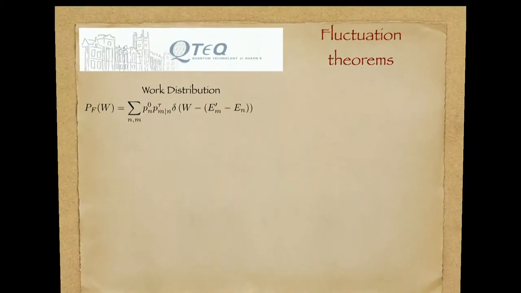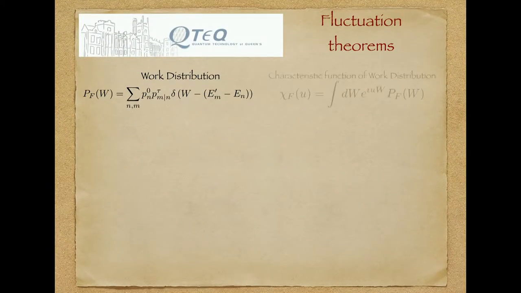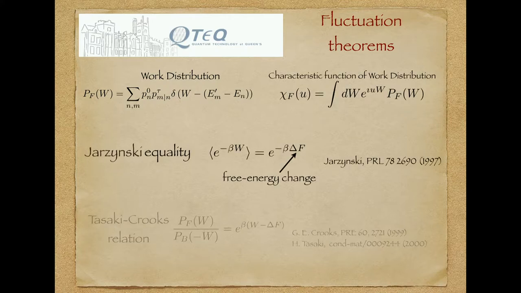Okay, let's start. So again, these two objects you know, and you now meet two of the most celebrated fluctuation theorems in this framework of non-equilibrium thermodynamics: the so-called Jarzynski identity and the Tasaki-Crooks identity, or the Tasaki-Crooks relation.